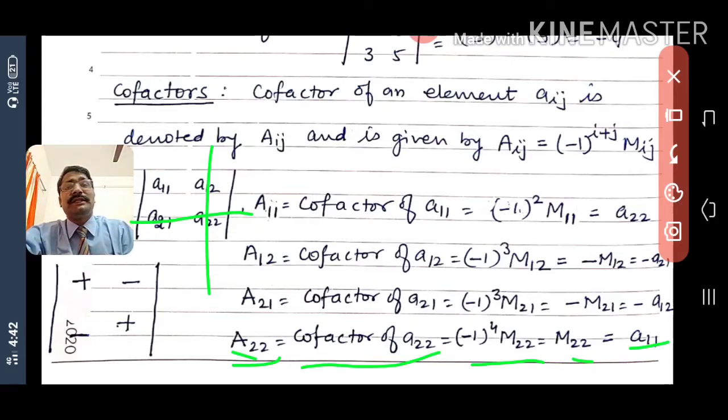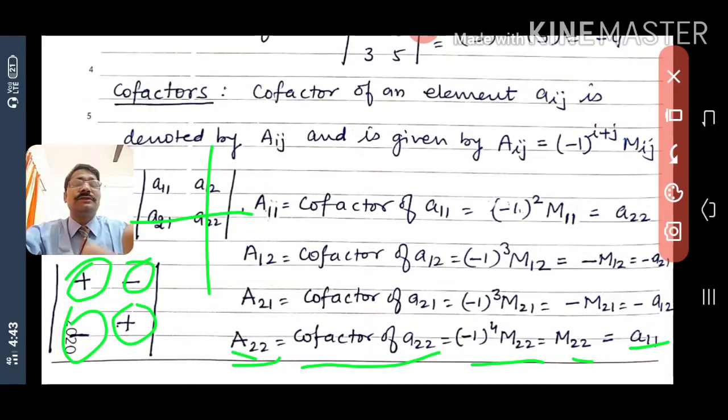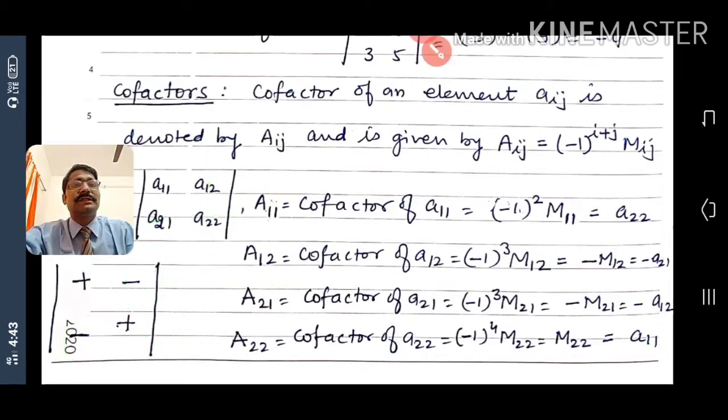So look here, you can check the signs: plus, minus, minus and plus. For the cofactors you should keep in mind this sign pattern. For the first row first column element the cofactor will be plus, for the second row second column element plus, and the others get an extra negative sign. So hope you understand this part.